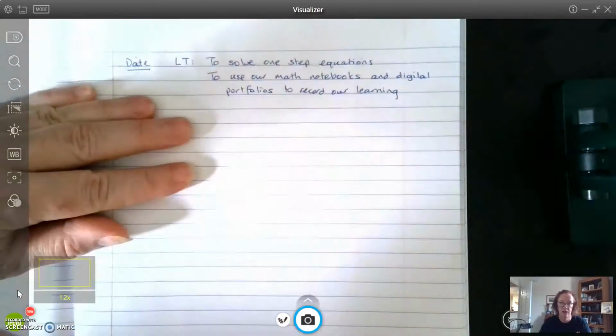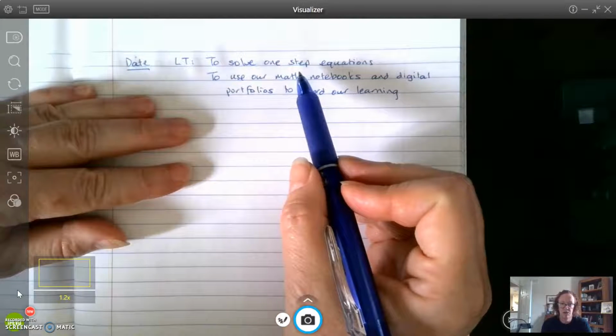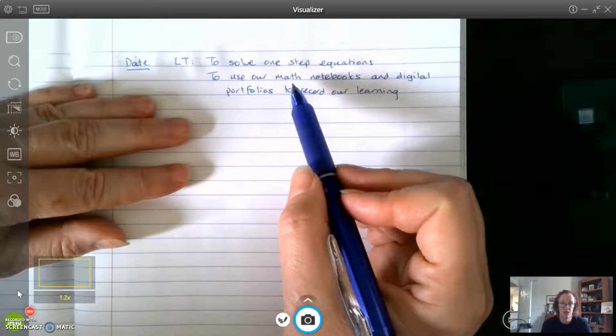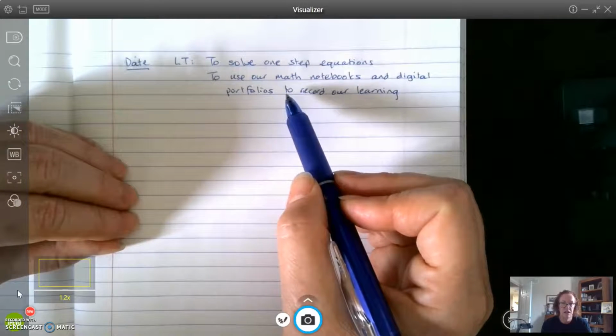Today we have two learning targets. One is that we're going to review how to solve one-step equations, and the next is that we're going to use our math notebooks and our digital portfolios to record our learning.